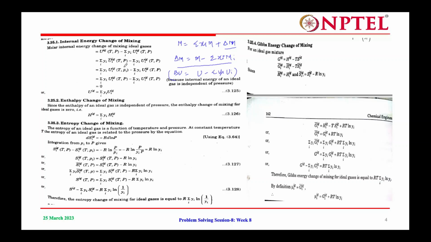So here, summation Ui^ig at T, P from the Gibbs theorem is a partial pressure, minus summation of yi Ui^ig at T, P. But internal energy is independent of the pressure. It is a total pressure, so it gets cancelled. So the total internal energy change of mixing is 0, right?